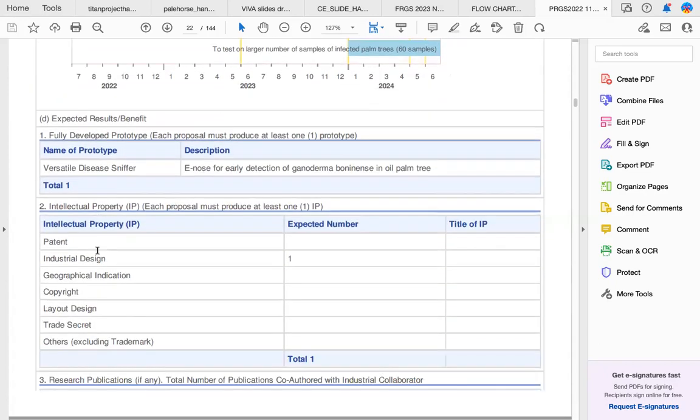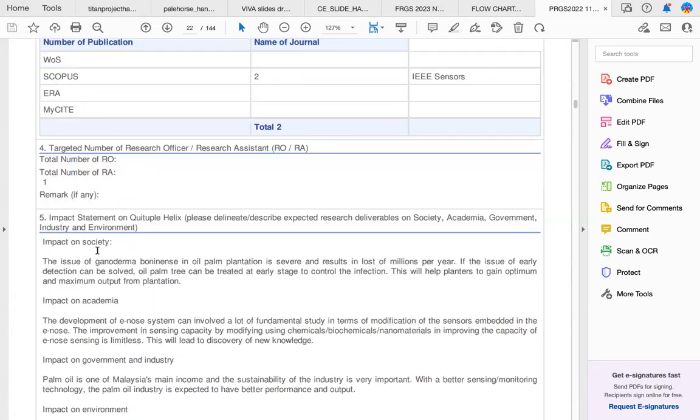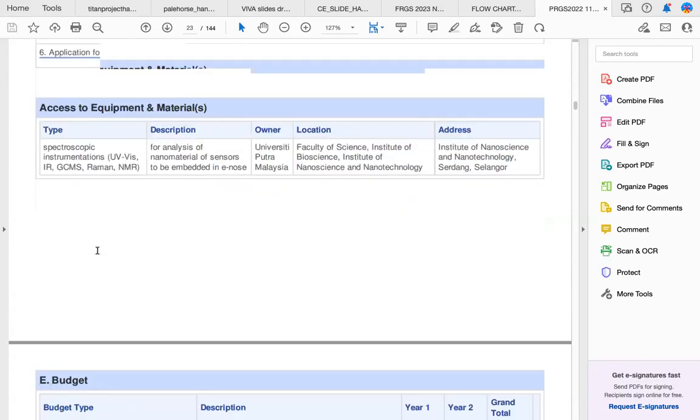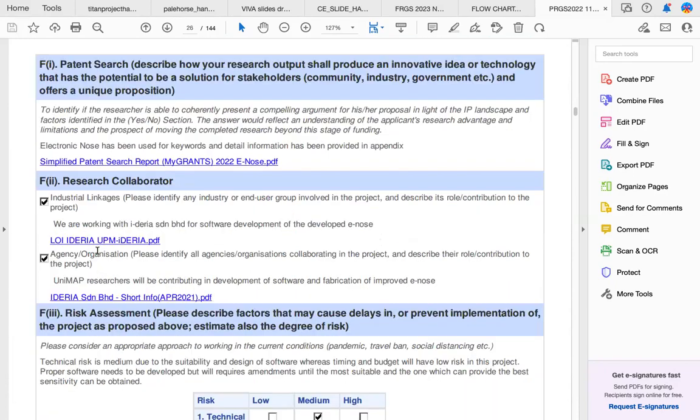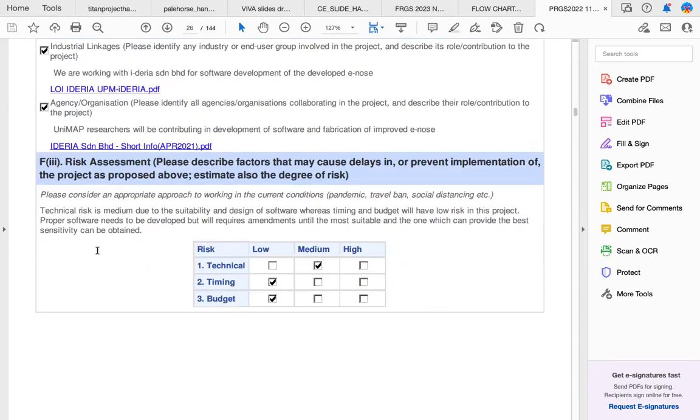Same, Gantt chart. I'm trying to show if there is risk management. Yeah. So this is the risk assessment. This is a simple thing. Just like I highlighted here, there is a medium level of risk in technical, due to the suitability and design of software, whereas timing and budget will have low risk in this project. So you can talk about it in more detail, okay?